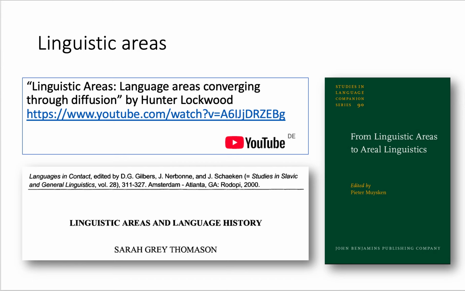So there is quite a lot written on the topic of the linguistic area or the Sprachbund. I have here a YouTube talk by Hunter Lookwood on the Pacific Northwest linguistic area, which is really interesting. And of course, if you want to read stuff, there's a book called From Linguistic Areas to Areal Linguistics, edited by Pieter Muysken, which has several chapters in it on specific areas and also general considerations. And then at the bottom you have a paper by Sarah Thomason on how we can interpret linguistic areas from a historical perspective. So this is all interesting stuff to learn more.